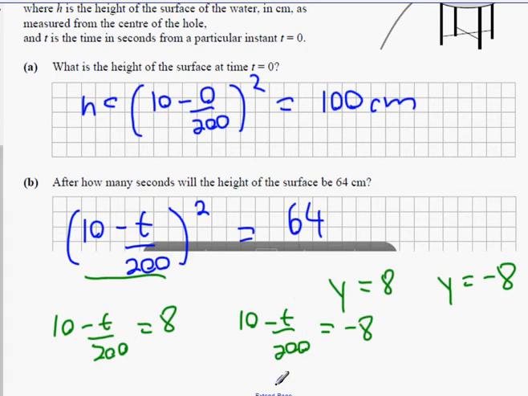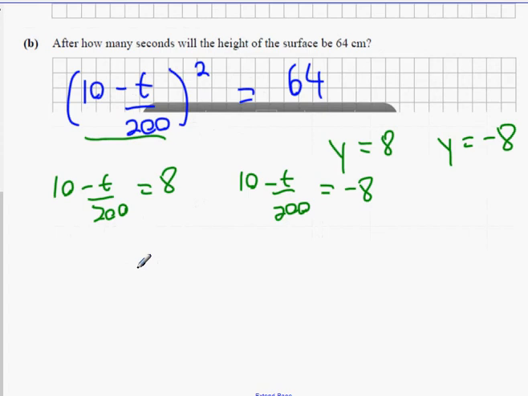Upon doing that, what we can say next is that 2 equals t over 200. And what do we say t is then? T equals 400. 400 is what? Seconds. Oh, that's good. So 400 seconds is allowed.